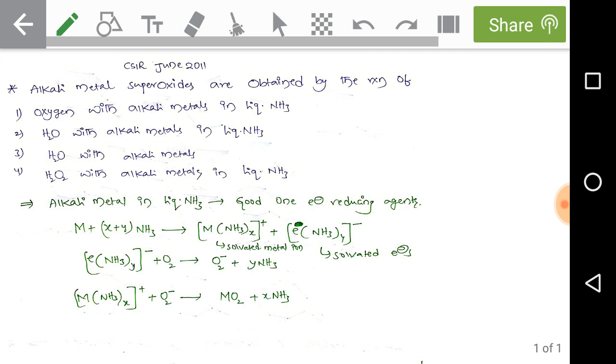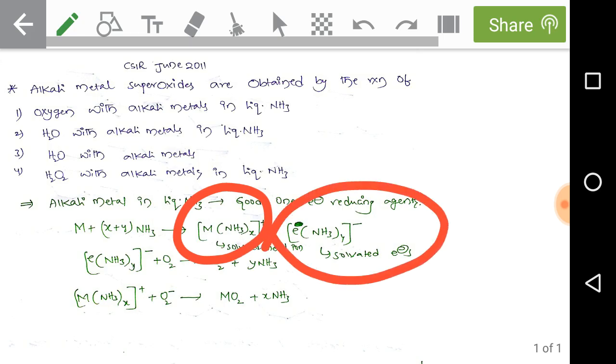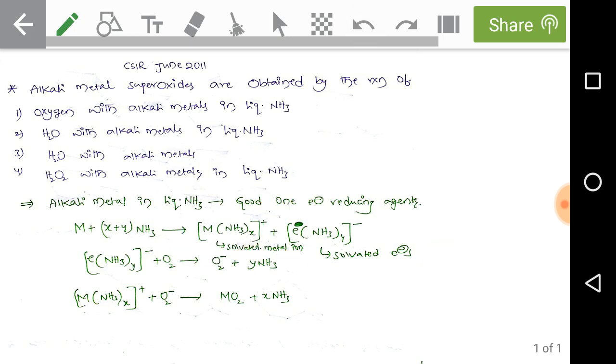Just remember, or just note down, that alkali metals in liquid ammonia is a good source of one-electron reducing agents. Whenever alkali metals are taken in liquid ammonia, the reaction products are solvated metal ion and solvated electrons. We know that ammonia auto-ionizes into NH2 minus and NH4 plus, so that leads to solvated metal ion and solvated electrons.